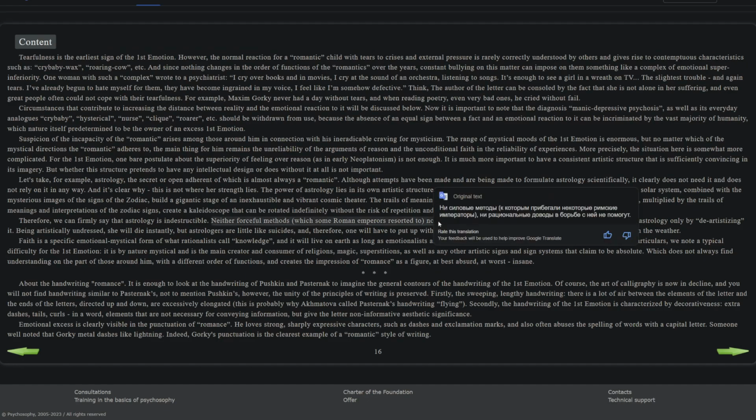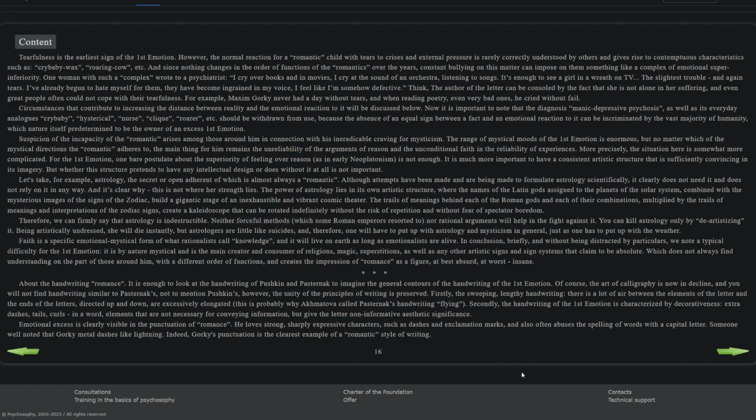Tearfulness is the earliest sign of the first emotion. However, the normal reaction for a romantic child with tears to crises and external pressure is rarely correctly understood by others and gives rise to contemptuous characteristics, such as, these are a little strange, crybaby, wax, roaring cow, etc. And since nothing changes in the order of functions of the romantics over the years, constant bullying on this matter can impose on them something like a complex of emotional super-inferiority.